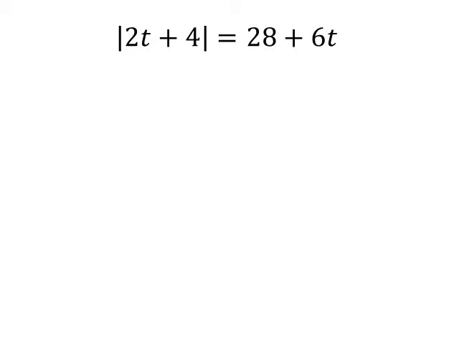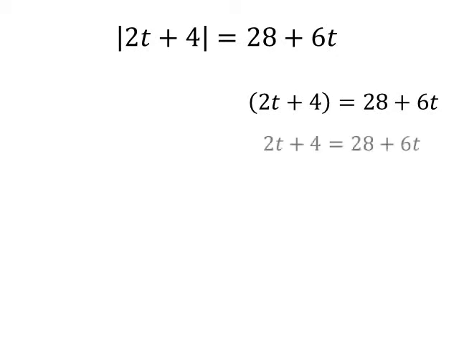First, we consider the positive case, in which case we do nothing to the absolute value bars but change them to parentheses. That means 2t plus 4 equals 28 plus 6t. There's nothing to distribute with the parentheses, so we can eliminate them. So that gives us 2t plus 4 equals 28 plus 6t. We subtract 4 from both sides. That gives us 2t equals 24 plus 6t.